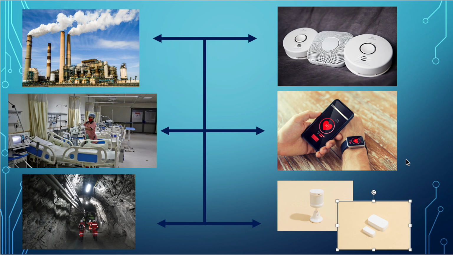So in factories, to see if the production line is moving correctly, to see if the doors are closed, to see if the heat is not escaping or if there's no danger, these contact sensors and motion sensors can be used.